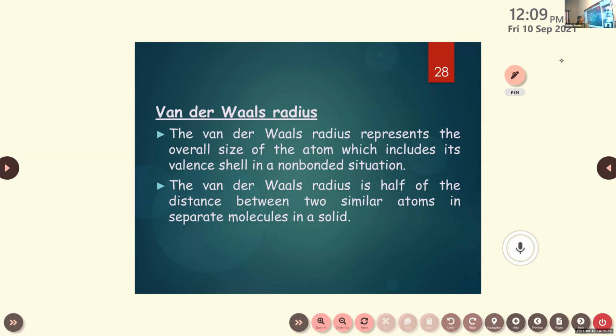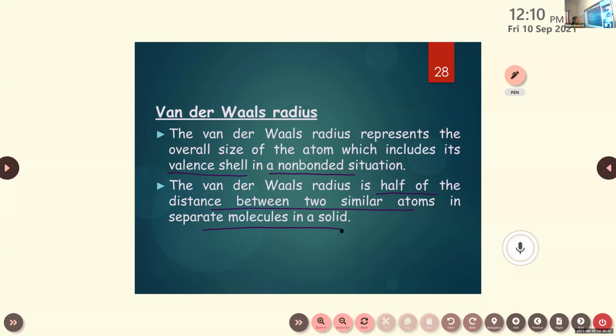So the main difference between van der Waals radius and covalent radius is that here we are also considering this valence shell in a non-bonded situation. In the previous case, we just considered only the core, that means nucleus and the inner shells, right? Here, in the case of van der Waals radius, it represents the overall size of the atom, which includes its valence shell in a non-bonded situation. And this van der Waals radius is also half of the distance between two similar atoms in separate molecules in a solid.